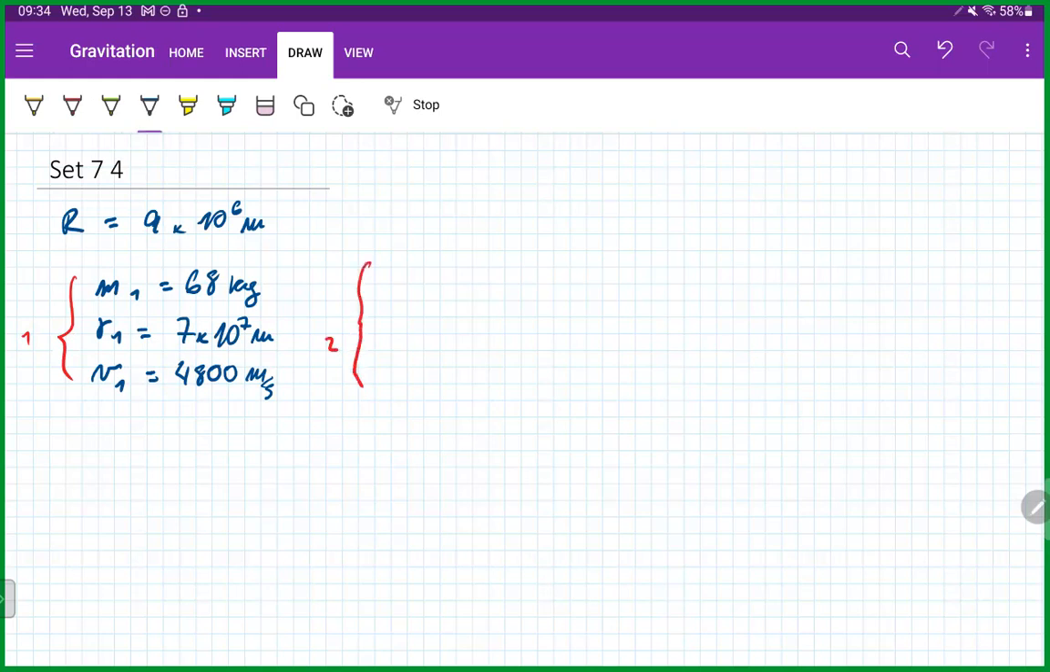we have mass is 2, that's 84. The radius of the orbit, that's 3 × 10⁷ meters. And we want to know V2, right?